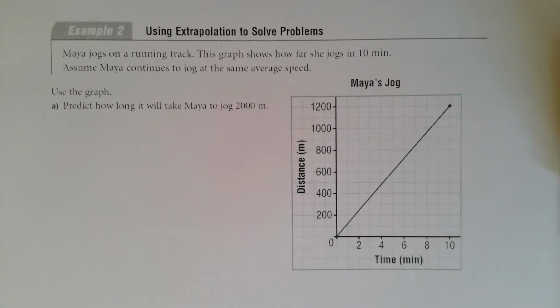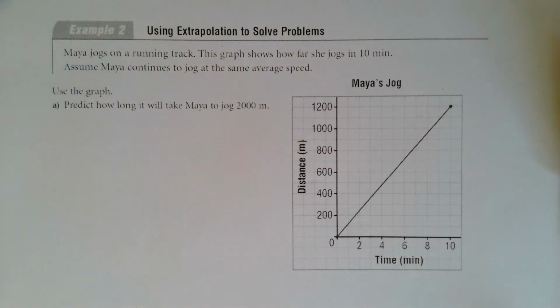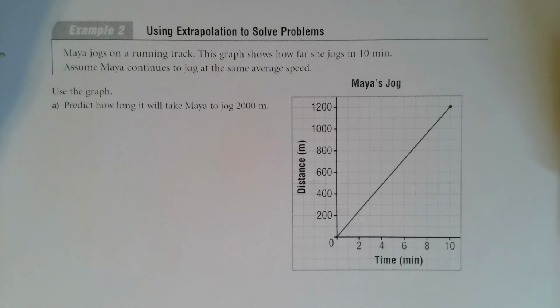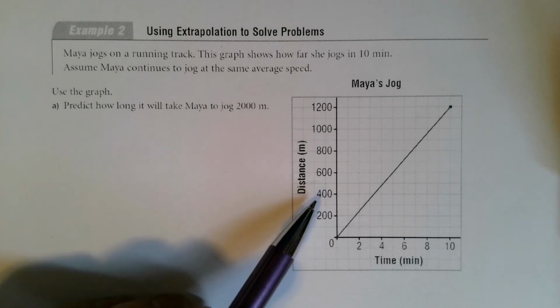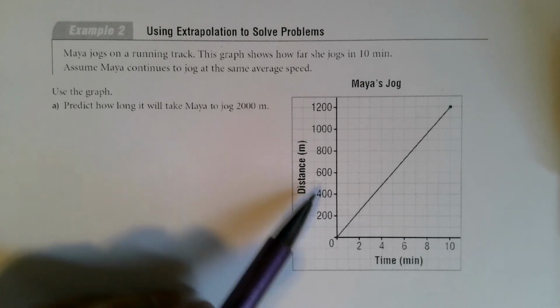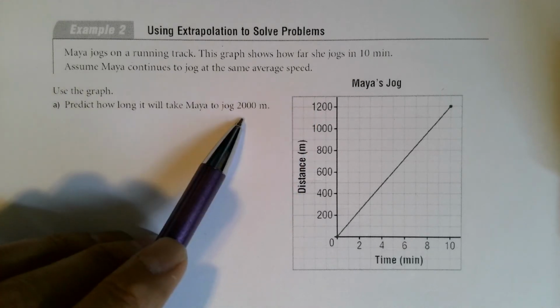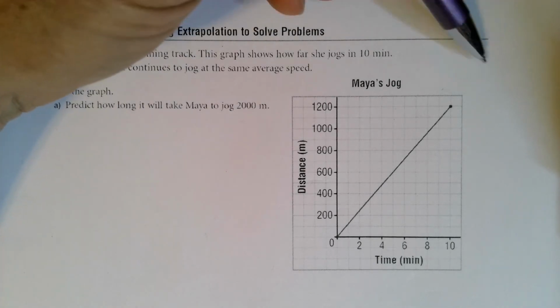Okay, and this time it's going to be extrapolation. So we've got Maya running on a track. And we're going to assume that Maya is some kind of superhuman that continues to jog at the same average speed even though the distances are getting farther and farther. Okay, so notice our data here, the points we've been given, only go up to 1,200 meters. But they want us to make a prediction about 2,000 meters. So this one's extrapolation. It's going to be somewhere way up here.